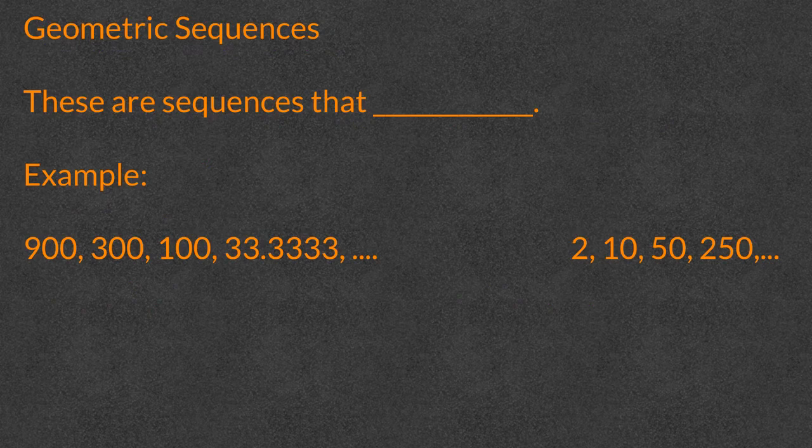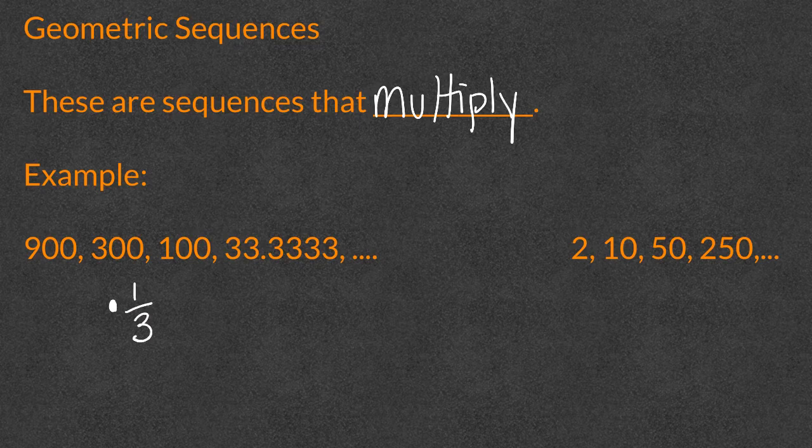Geometric sequences are the other type of sequences. These are sequences that multiply. Here are two examples: 900, 300, 100, 33.3 repeating. This is a sequence that's being multiplied by 1/3 each time. The other example, 2, 10, 50, 250, is being multiplied by 5 each time. With geometric sequences, we don't divide, we simply multiply by the reciprocal.